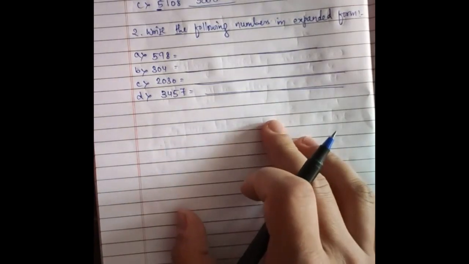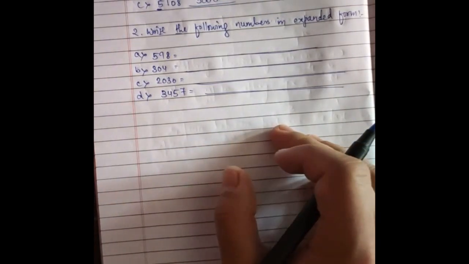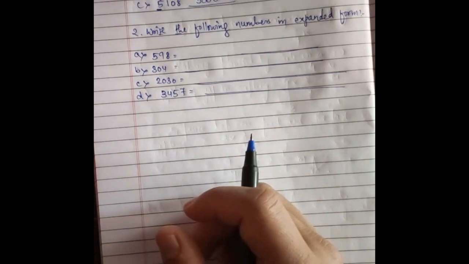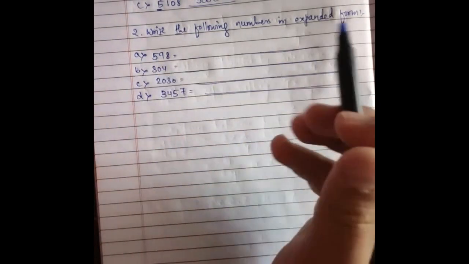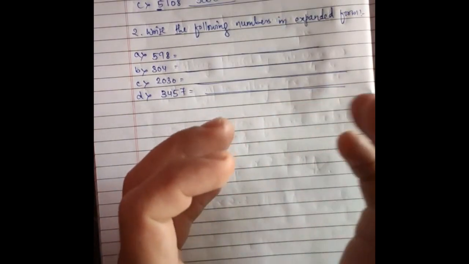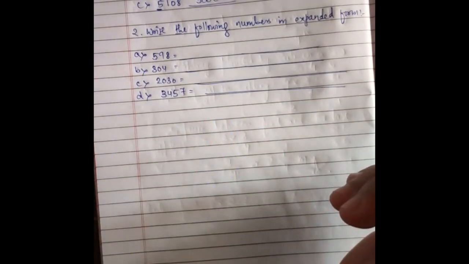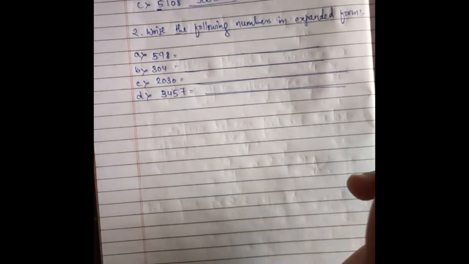So here we have the next question, number 2. The question is, write the following numbers in expanded form. That is, this number is in the compact form, the smallest form, and we have to break this number. So how to break this number? We cannot break it with a hammer. We have to use certain techniques to break this number.